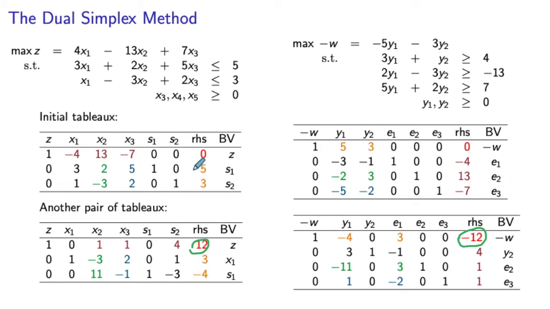And note that whenever the feasibility condition is satisfied for the primal, the optimality condition is satisfied for the dual, and vice versa. If the feasibility condition is satisfied for the dual, then the optimality condition is satisfied for the primal. So you see, you don't have any entries with negative sign in row 0 of the primal in this case. And here you have a feasible dual tableau.